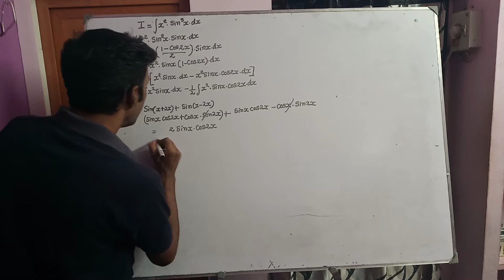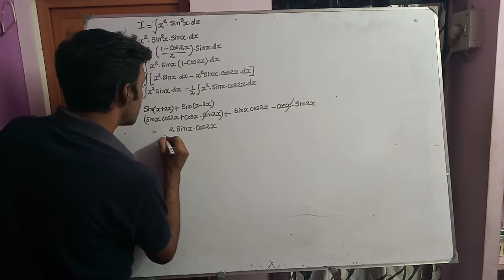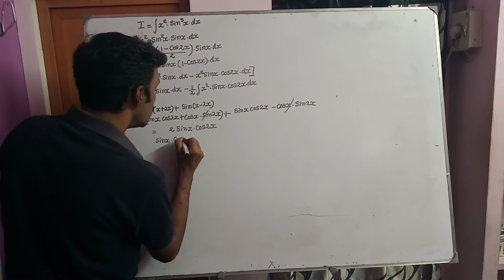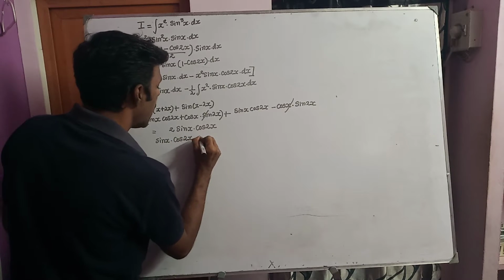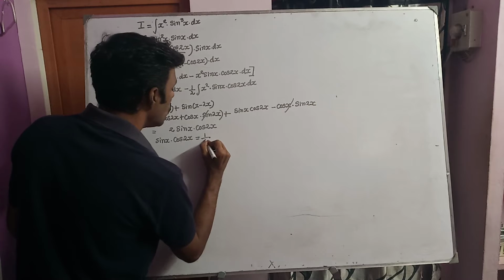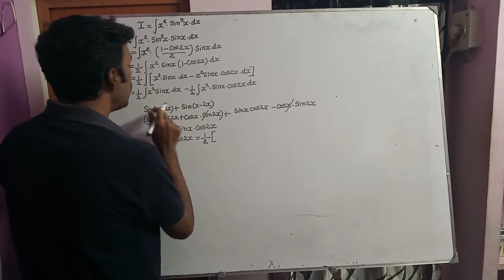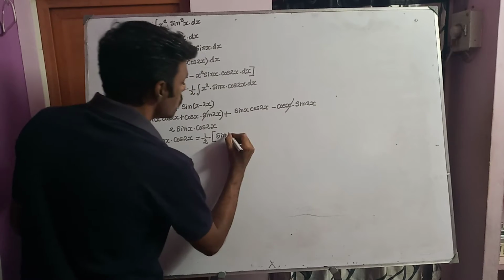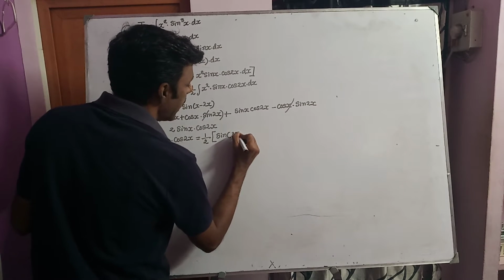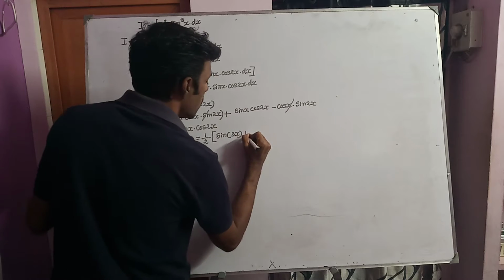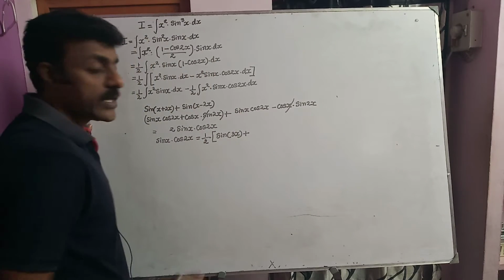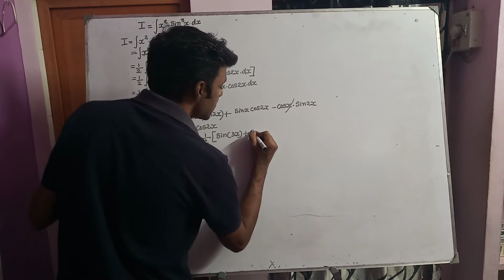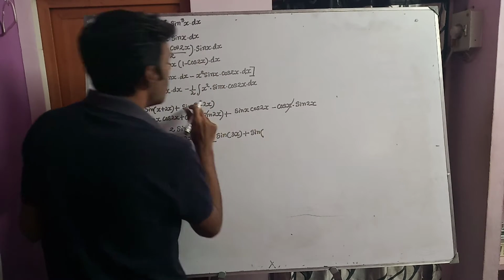So I can also write sin x into cos 2x as 1 by 2 of sine of x plus 2x, which is sine of 3x, plus sine of x minus 2x, which is sine of minus x.